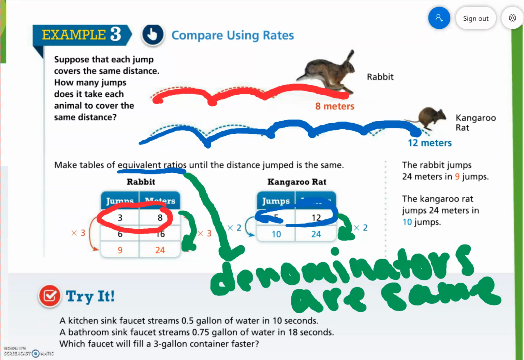This is just like finding a common denominator. Whatever you do to one side, you have to do to the other. So a rabbit will go the same distance as a kangaroo rat. The rabbit goes there in 9 jumps, the kangaroo goes in 10.